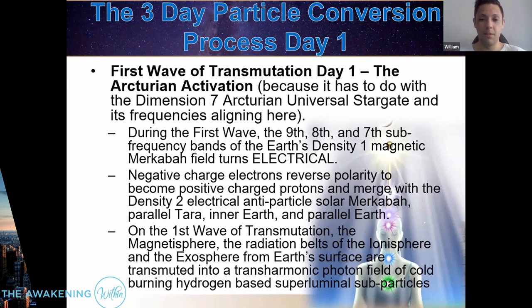On the first wave of transmutation, the magnetosphere, the radiation belts of the ionosphere and the exosphere from Earth's surface are transmuted into a transharmonic photon field of cold burning hydrogen-based superluminal subparticles. So all of that is transmuted and transforming into a transharmonic photon field of cold burning hydrogen-based superluminal subparticles.